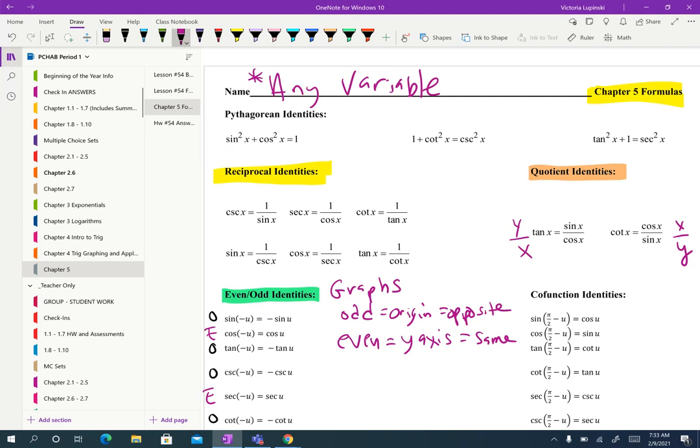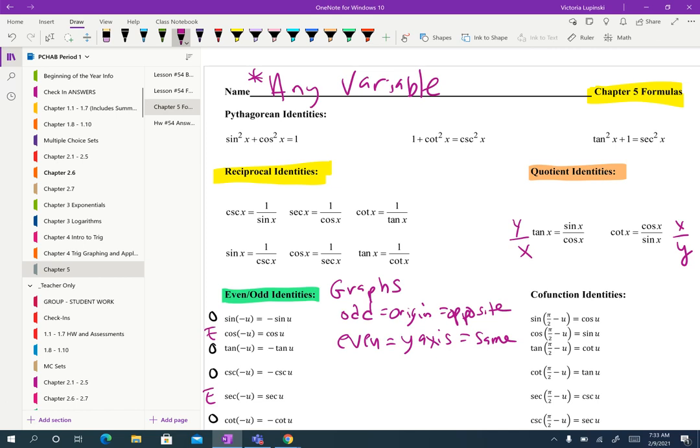So not only should you be able to identify which functions are odd or even, but you also have to understand the formula. If you were asked to find the sine of negative u, you could replace it with the negative sine of u. And again, as we get into the problems, you'll see why that will or will not be helpful.